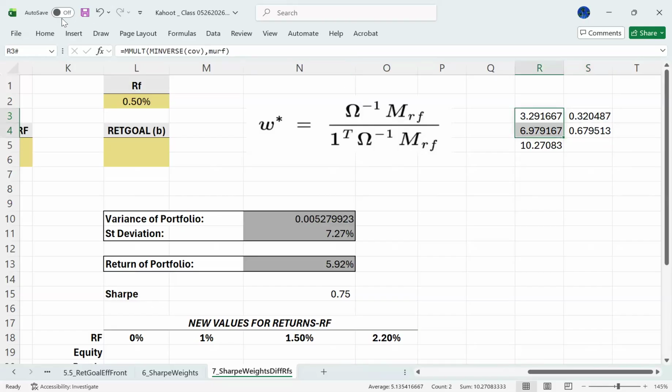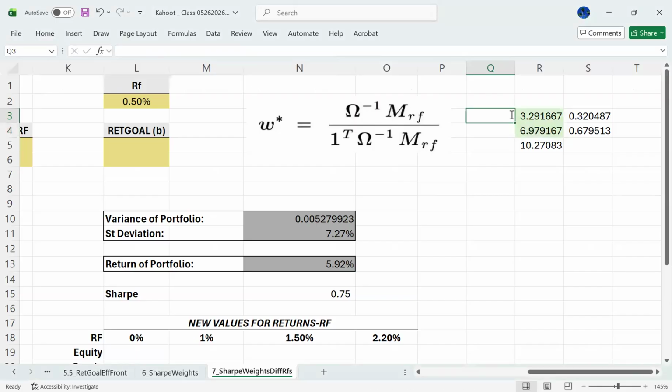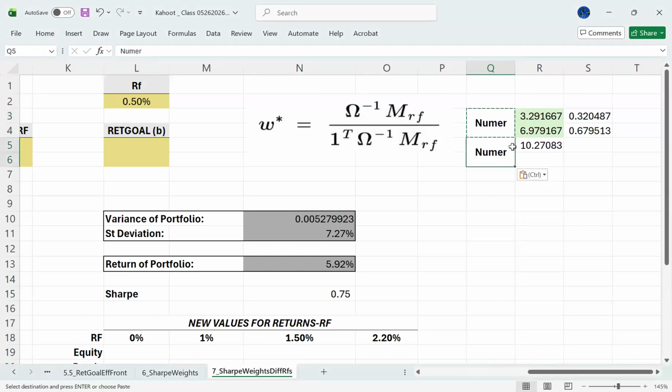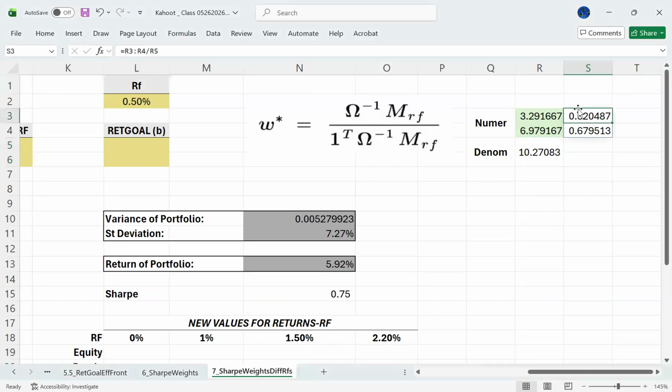Okay, so this is the numerator. And then there we go. And now this is the denominator. Okay, and then these are the weights. This is the solution.